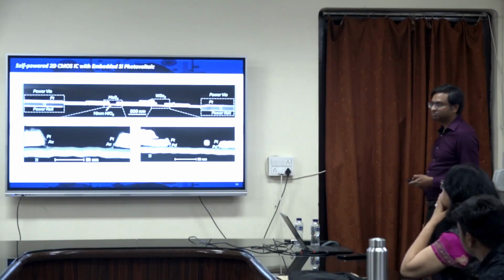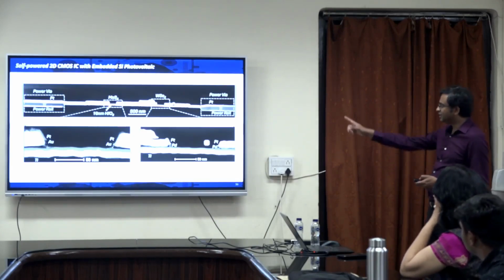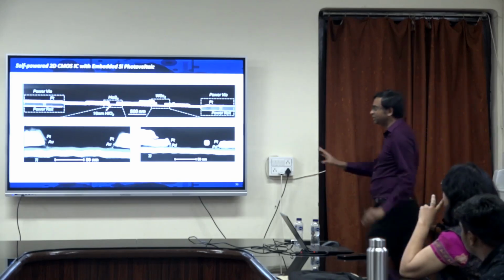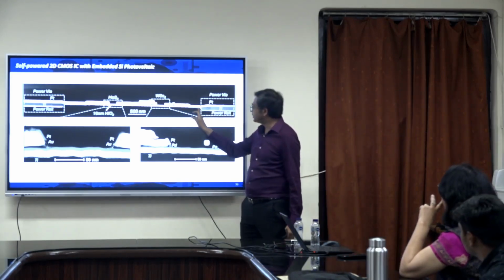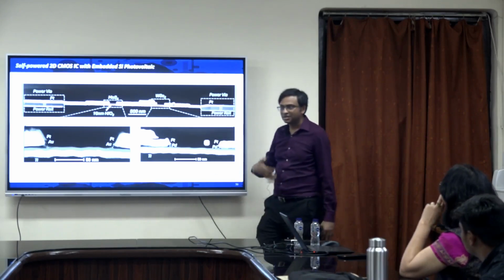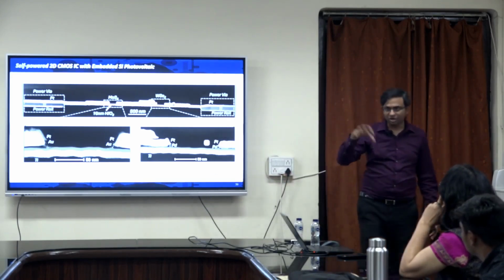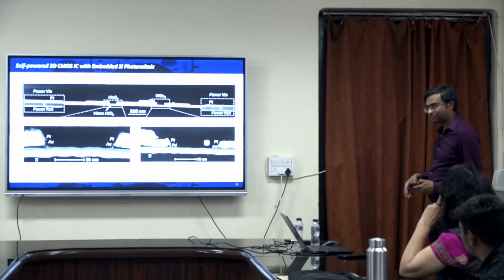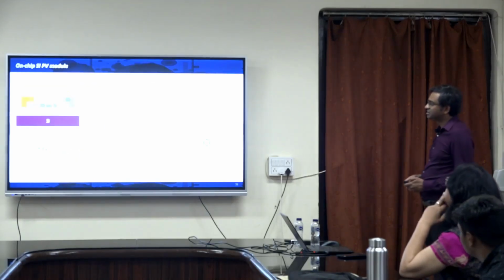Cross sectional TEM again, right, NMOS, PMOS. Earlier I was showing only NMOS and PMOS. Now they are powered by these power rails, which are coming from this silicon photovoltaic, all on the same chip. Make sense, right? And then there is a lot of interesting things going on.